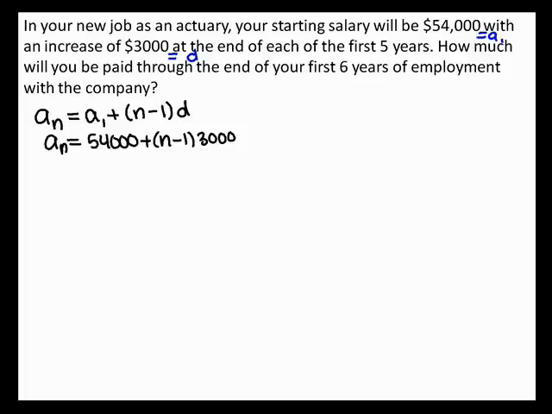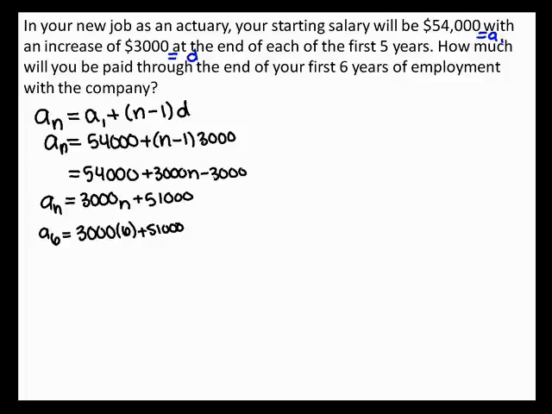Simplify 3,000 times n minus 1. Simplify 54,000 minus 3,000. You find that a sub n is equal to 3,000n plus 51,000. Substitute 6 in for n. Simplify 3,000 times 6. Simplify 18,000 plus 51,000. You find that a sub 6 is equal to 69,000.